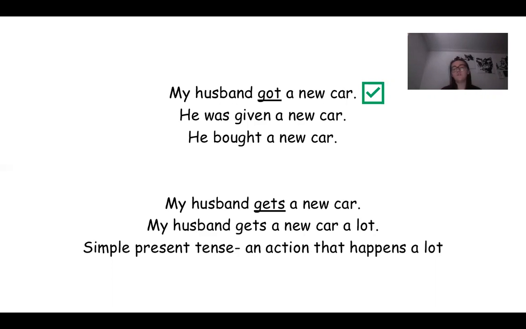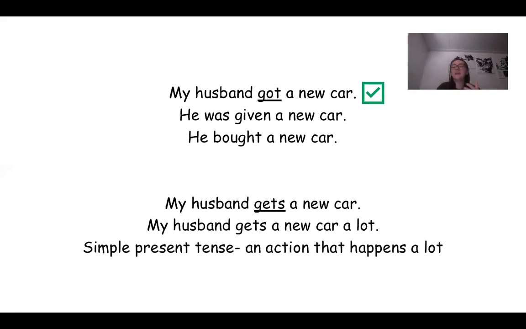But also, sometimes I've heard people in English say this, like, my husband won a prize. He gets a new car. In those cases, it does make sense because it's not saying that it happens a lot.